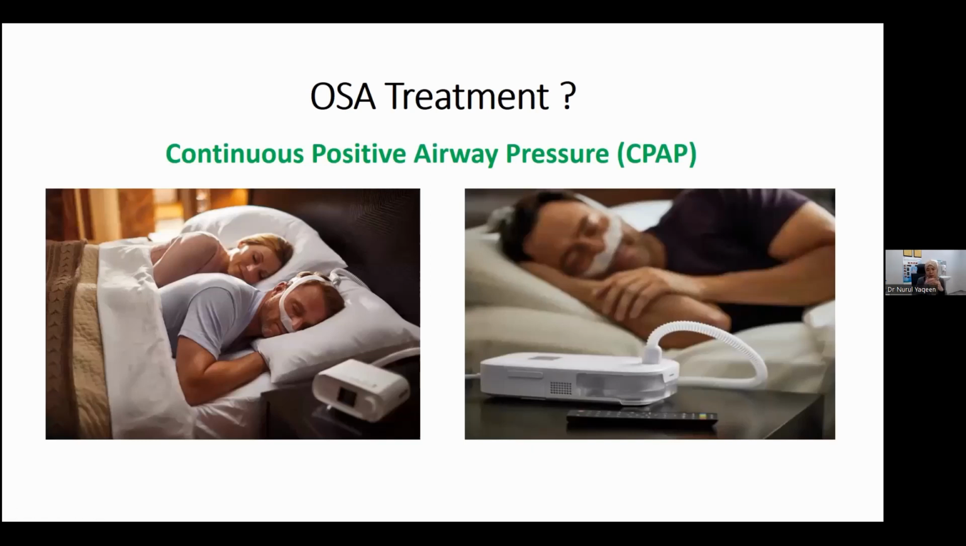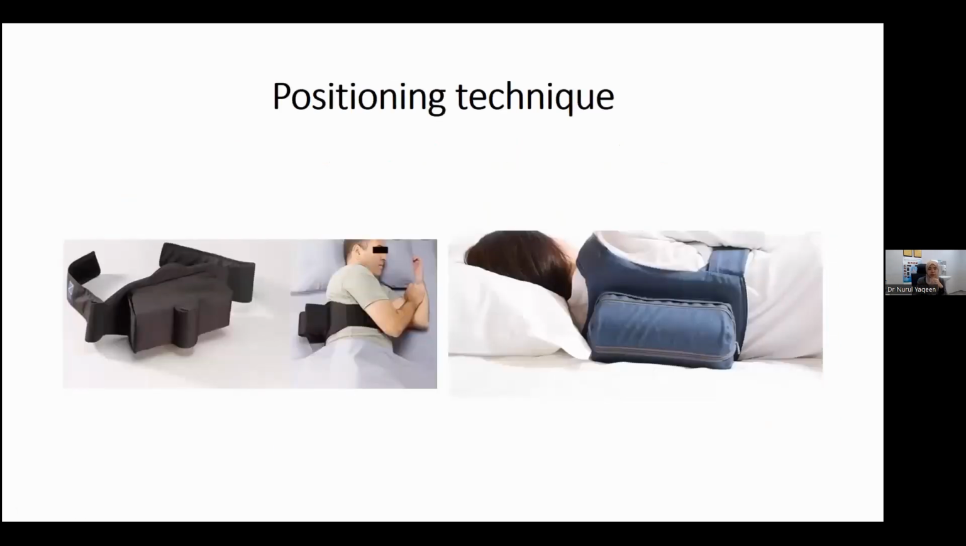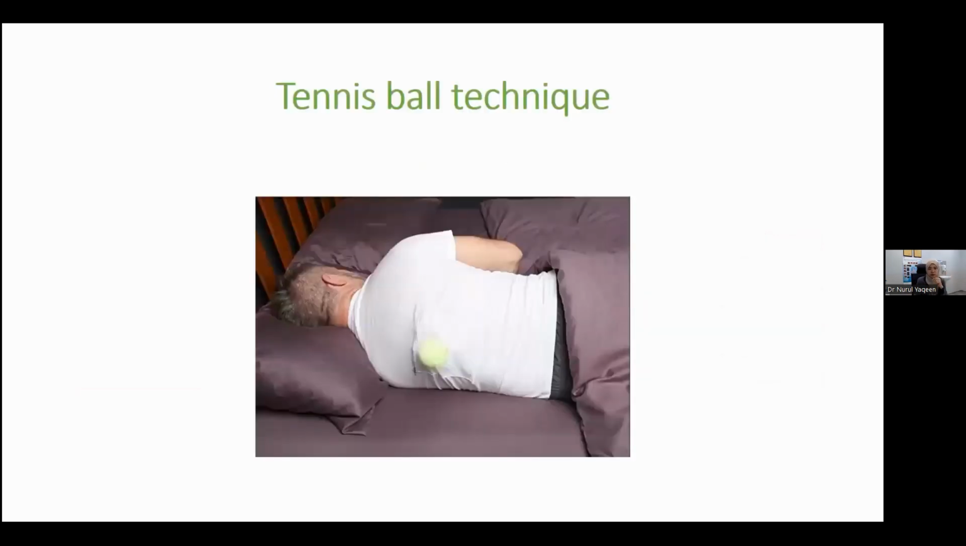Continuous positive airway pressure can help to open up the airway during sleep. You also have positioning techniques. For mild to moderate OSA, you can ask the patient to sleep on the right side or on the left side, because usually the airway tends to collapse more if the patient is lying in a supine position. In the lateral position, the airway collapse is not really that significant. The tennis ball technique means putting a tennis ball here, so the patient will not be able to lie supine. When they lie supine, they will feel uncomfortable.